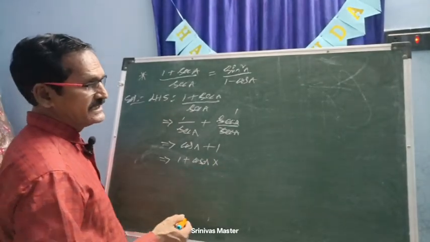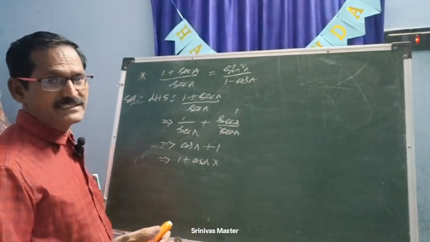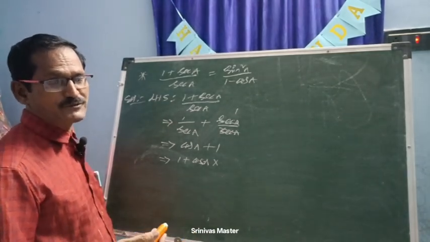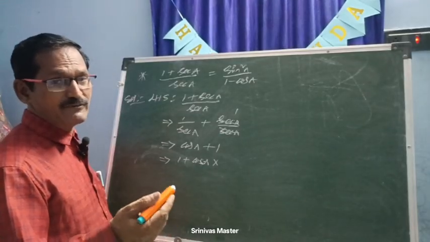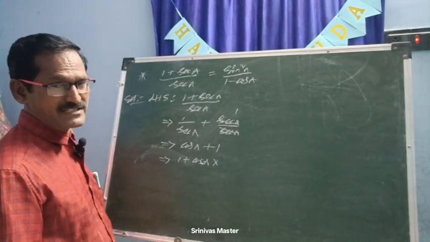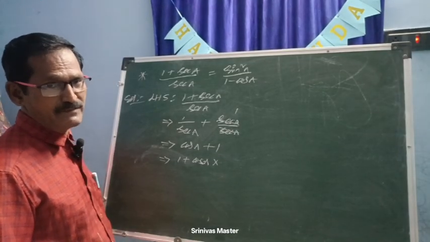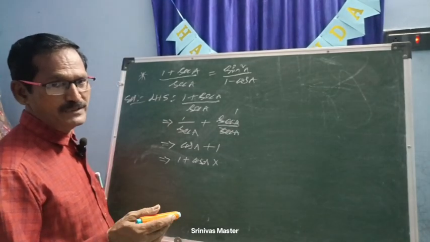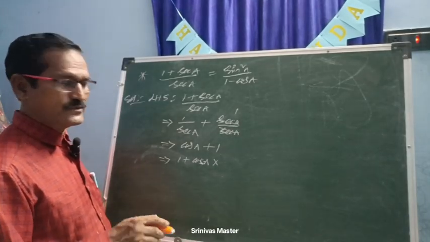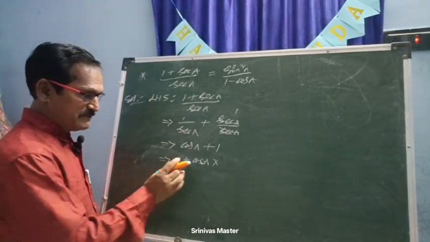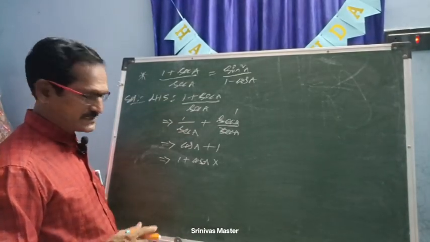Whenever you take a plus root b, the rationalizing factor will become a minus root b. Because when you multiply a plus root b and a minus root b, what will you get? A square minus b square, a rational number. When you add the two numbers, a plus root b plus a minus root b, the root b cancels. What do we get? 2a. So for rationalizing, if there is plus, you can take minus; if there is minus, you can take plus.